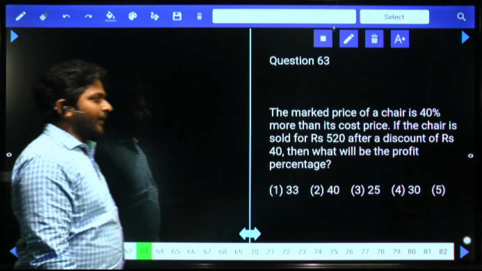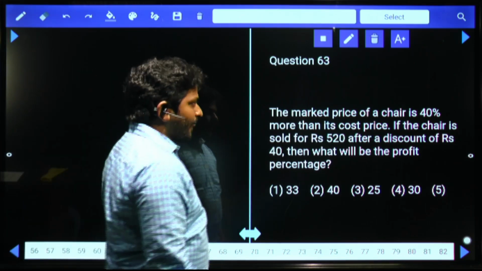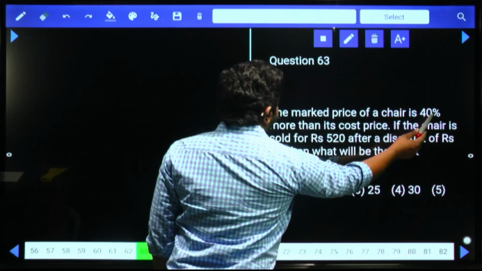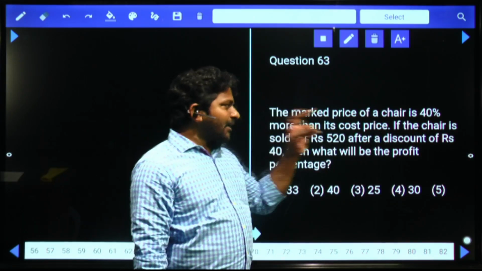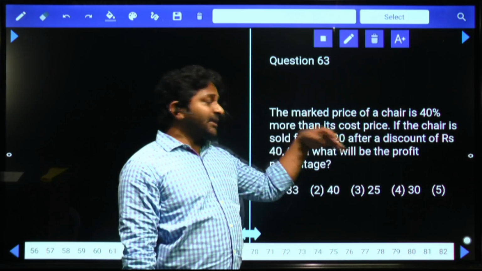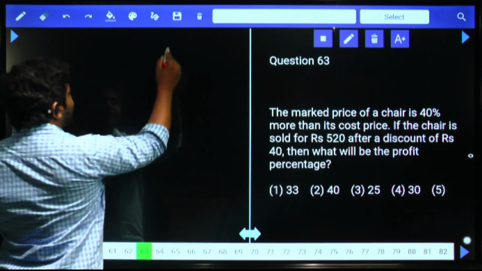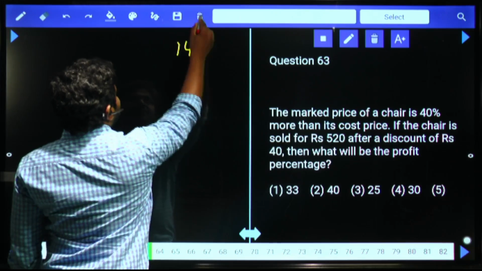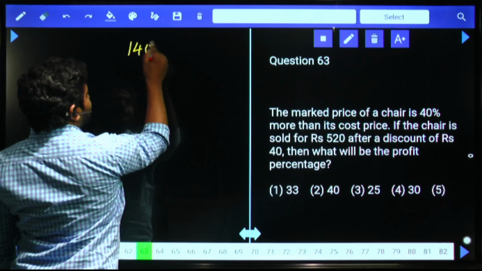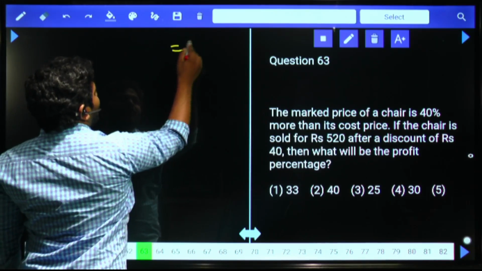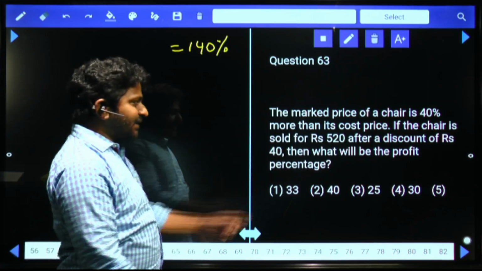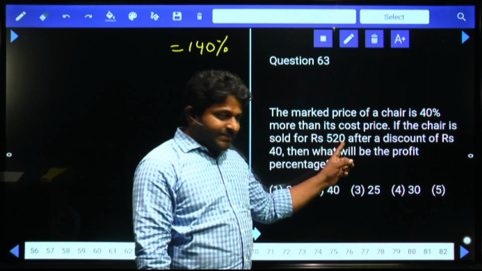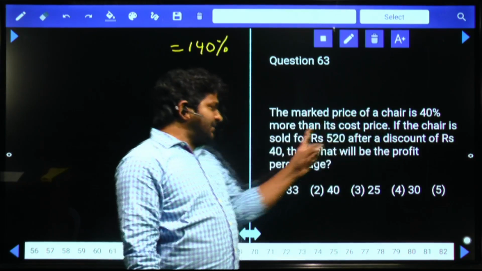Okay. Now, market price is equal to 140% of cost price, because the market price is 40% above the cost price. So we can treat the market price as 140%. Now we are selling the item at 520 rupees. This is after giving a discount of 40.